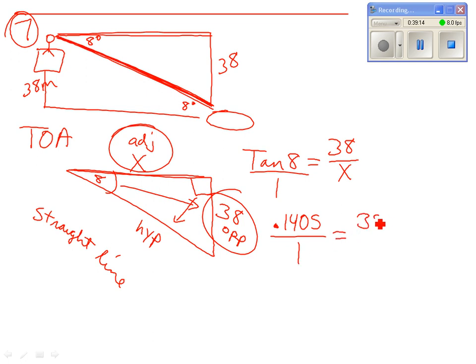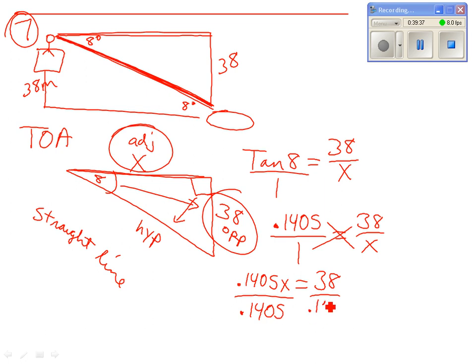That's still over 1, 38 over x. We cross multiply, you get 0.1405 times x equals 38. Divide both sides. So on your calculator, divide 38 by 0.1405. 270.46. Should it be that big a number? 270? Yeah. And what was it, meters?